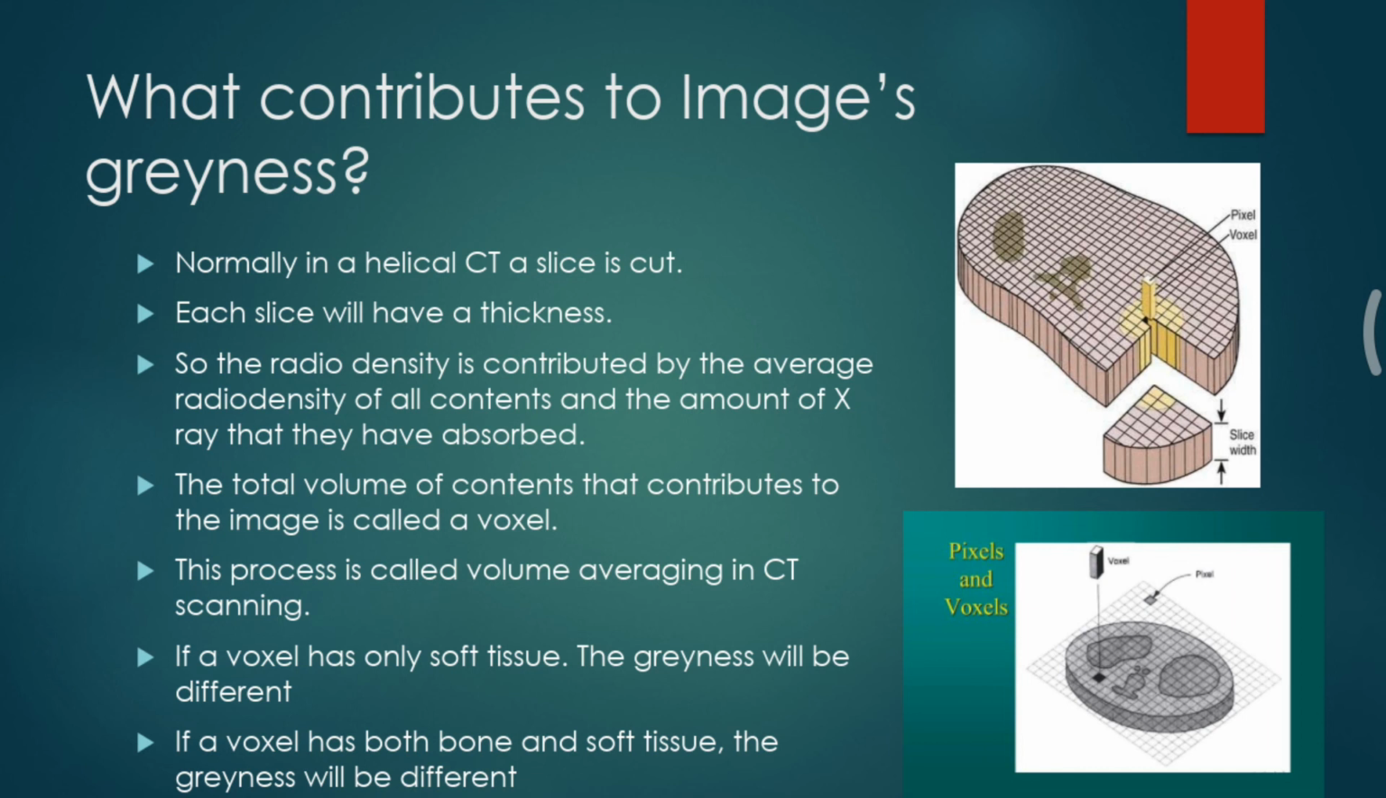What happens over here is the grayness is contributed by the average grayness of all the structures which are there in that particular voxel. The total volume of contents that contributes to the image is called a voxel, and this process of collecting the average radio density from multiple structures within a voxel is called volume averaging. If a voxel has only soft tissues, the grayness will be different, but if a voxel has both a bone as well as a soft tissue, the grayness will be different. So what you're seeing is the average density of all the structures in that particular voxel, which contributes to the grayness of a particular pixel you see on the image.